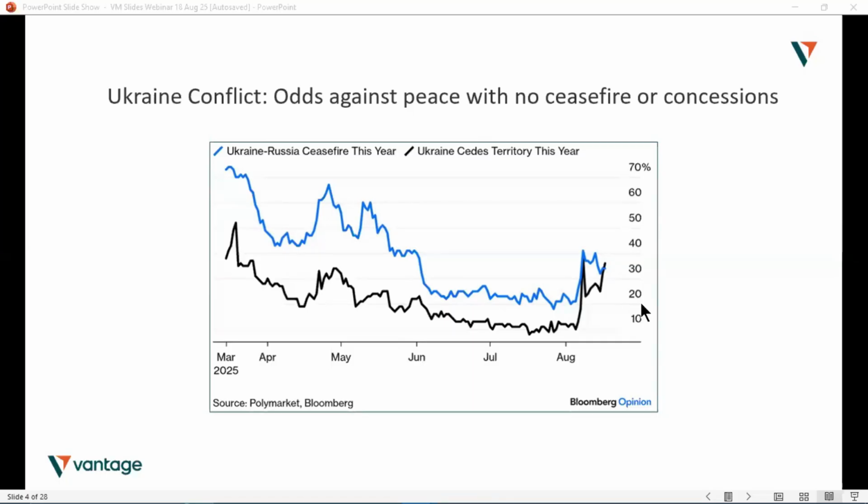obviously lie ahead. You can see on this chart, Polymarket is basically a betting market which has gone pretty big in the US now, and you can see this pickup in the blue line, the ceasefire possibility, which was down around 20% for this year and has picked up to around 30% now. And then ceding territory is interestingly just above that ceasefire line, but still pretty low in the context of where we have been in previous months.